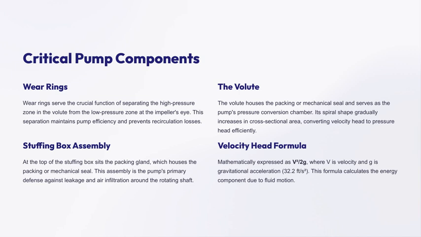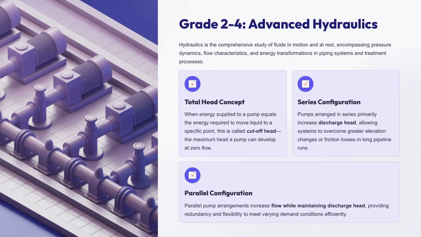Lastly, I want to briefly touch on the velocity head formula, which is V squared over 2g. V represents the velocity of the fluid, and g is the acceleration due to gravity, which is 32.2 feet per second squared. This formula helps us understand the energy component associated with the fluid's motion, which is a key part of how we analyze and optimize pump performance. Understanding these components and concepts helps us appreciate how each part contributes to the overall efficiency and reliability of the pump system.